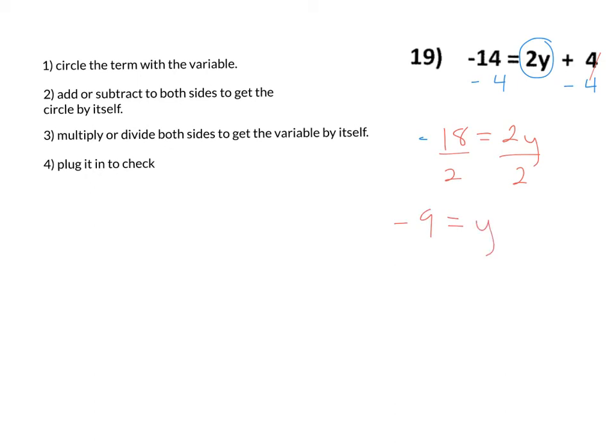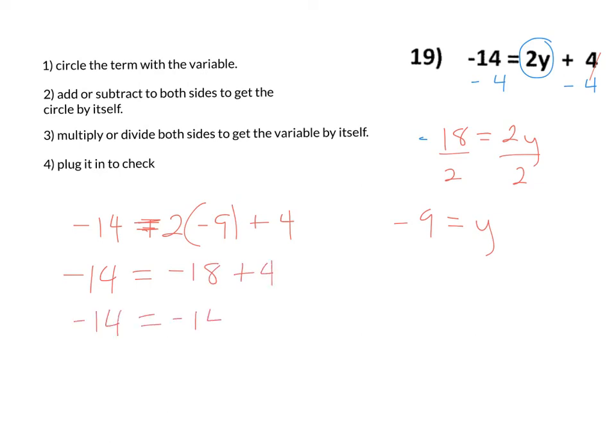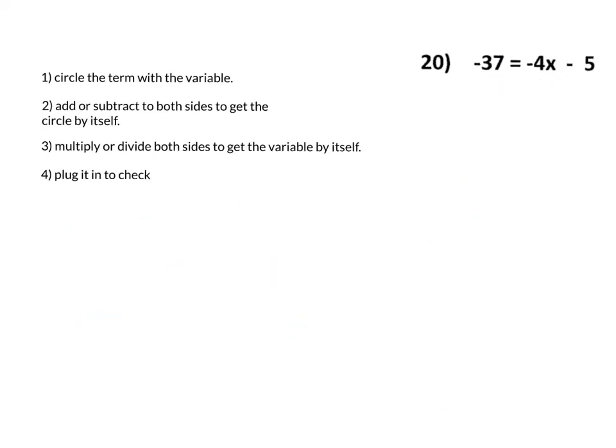Now let's check this. Negative 14 plus 2 times negative 9 plus 4. This should be equals. Negative 14 is equal to 2 times negative 9 is negative 18 plus 4. Negative 18 plus 4 is negative 14. There is my check. Number 20, circle the term with the variable.